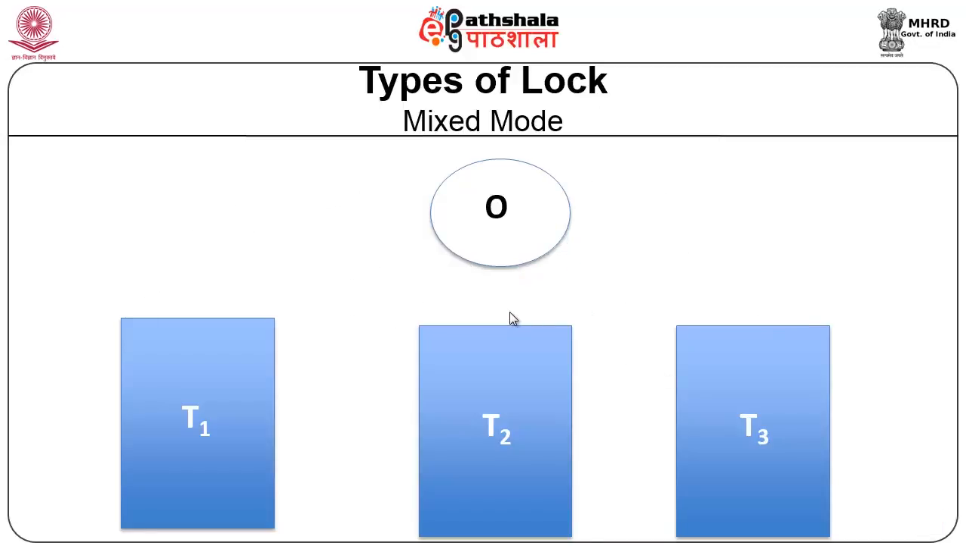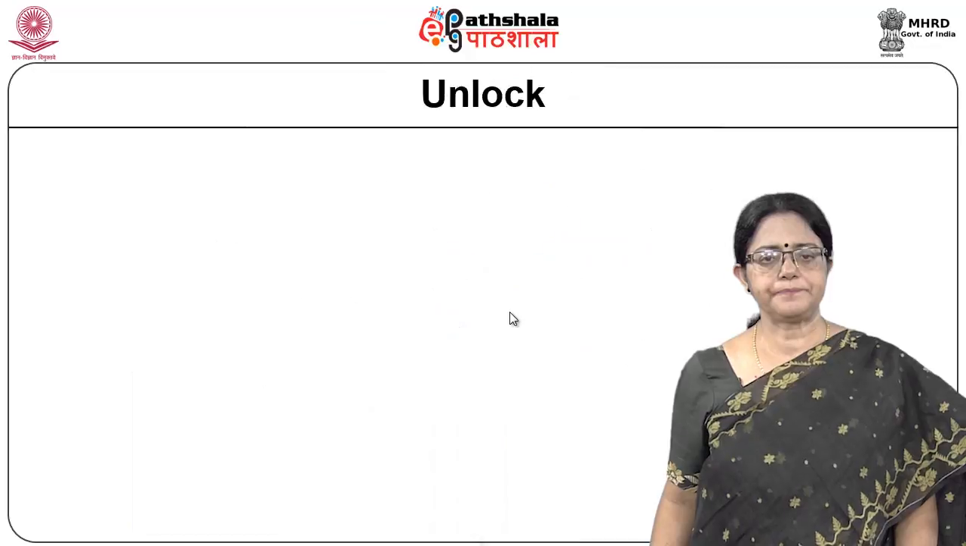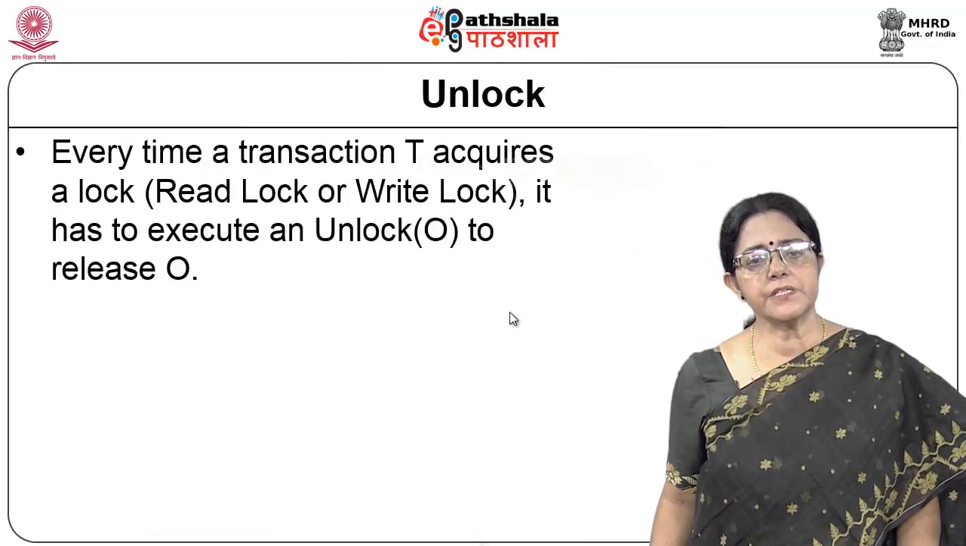Now, what happens if there are mixed modes? Let us look at this. Transaction T2 is asking for a write lock, it will be granted, of course, because this is the first time. Transaction T1 is asking for a read lock, but on top of a write nothing will be allowed, so it will be asked to wait. If transaction T3 is asking for a write lock, then also it will be asked to wait.